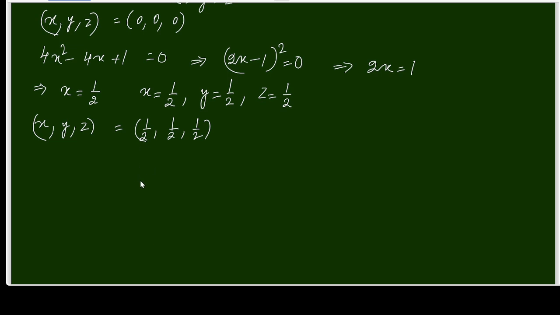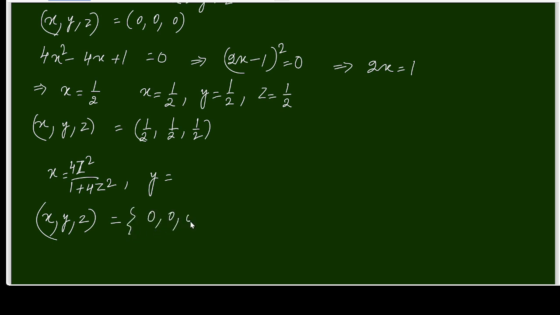You can verify this: x equals 4z square by 1 plus 4z square, and y is equal to whatever is given. We can solve it or verify it. So there are two triplets. One is 0, 0, 0 and one is half, half, half. Thank you for watching.